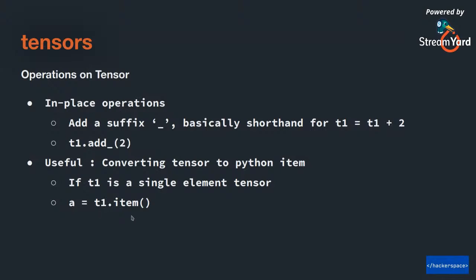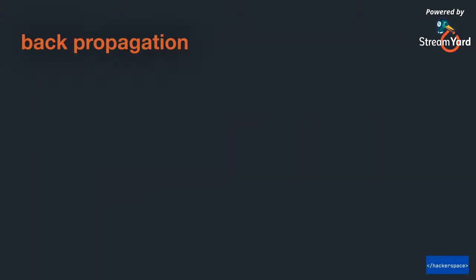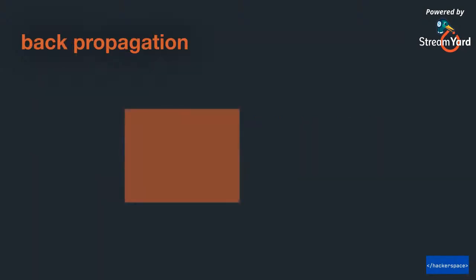Next thing is the most important part, t1.item. If you have a single element tensor and you try to print it in Python, you really won't find much to do. But if you use item, you can convert that into a Python number and you can print it. This is a review of the tensors. Let's go to the next thing, the backpropagation.